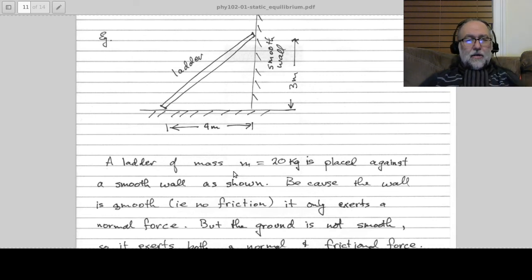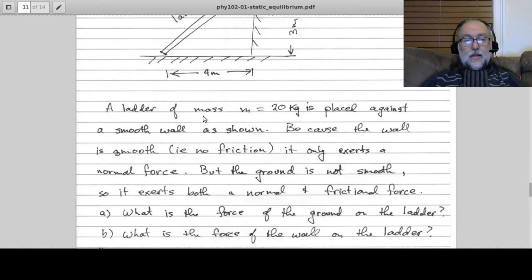All right, a ladder of mass 20 kilograms is placed against the smooth wall as shown. Because the wall is smooth, there's no friction. It only exerts a normal force. That's why it's smooth. If it were not smooth, you might ask, is there going to be a force up or down here? There's definitely a force out, a normal force. But is there some force up or down, a kind of friction along the wall? No, it's smooth. So the force at the wall is going to be straight out, purely a normal force. I made that very clear here: because the wall is smooth, there's no friction, it can only exert a normal force.